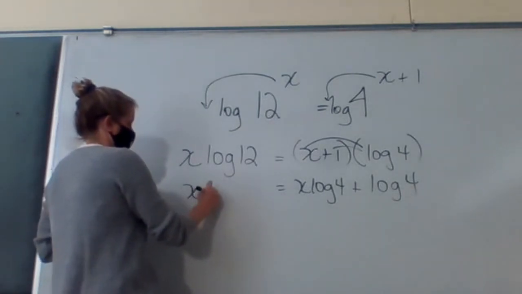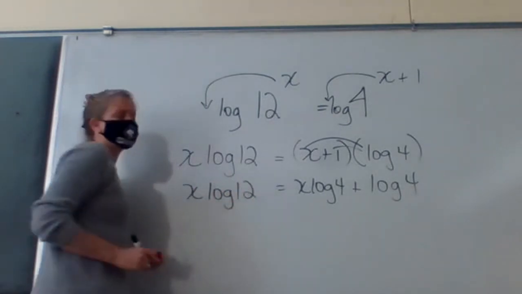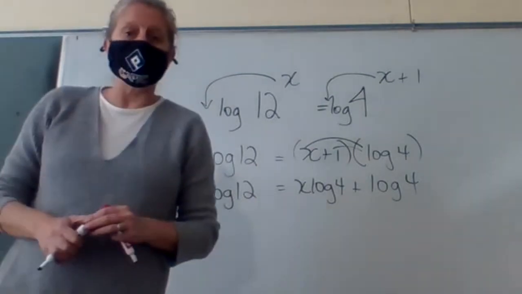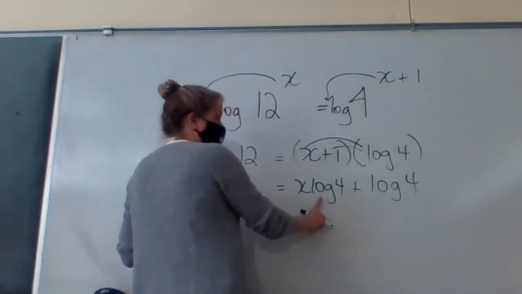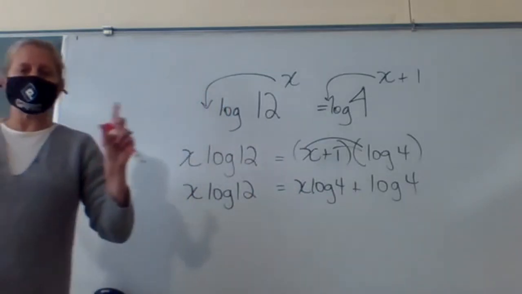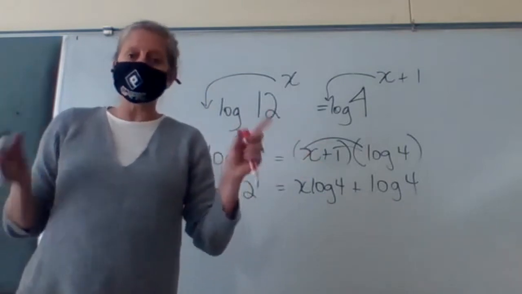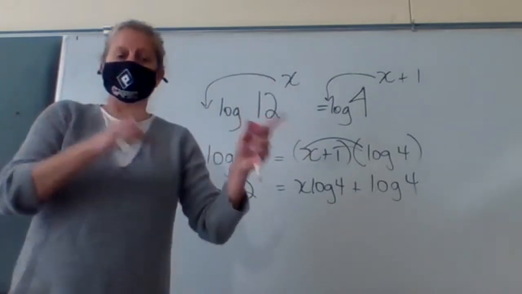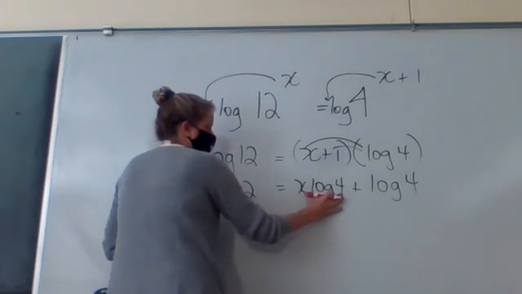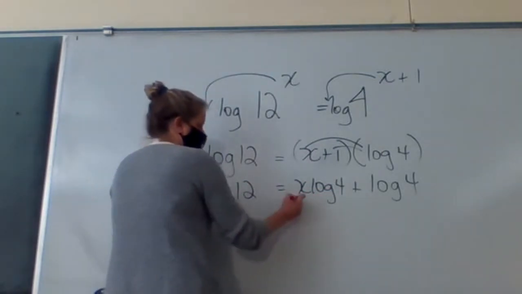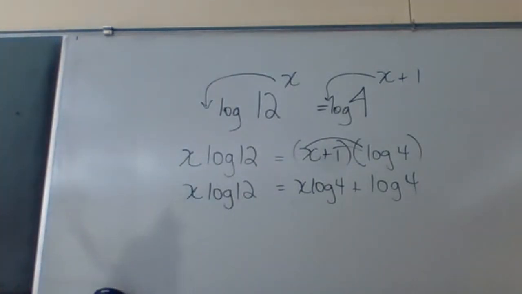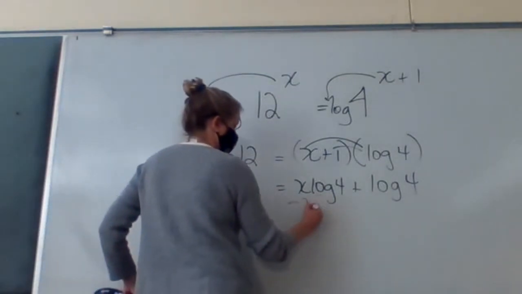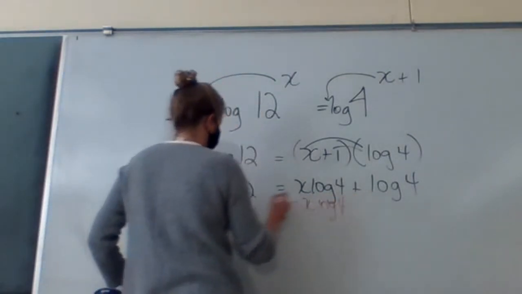On the left, I still just have x log 12. Now, what are you solving for here? You're solving for x, right? Well, I see x in this term and this term. You don't want to see what you're solving for on two separate sides of your equal sign. So what I'm going to do now is move this term over here. So I'm just going to subtract it off of this side. So minus x log 4 from both sides.